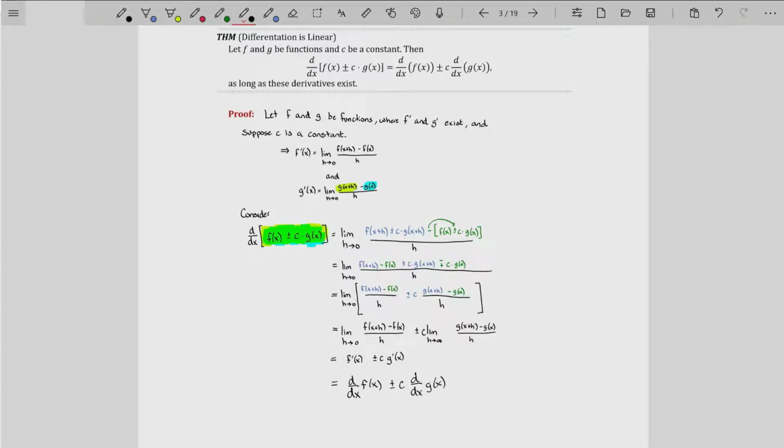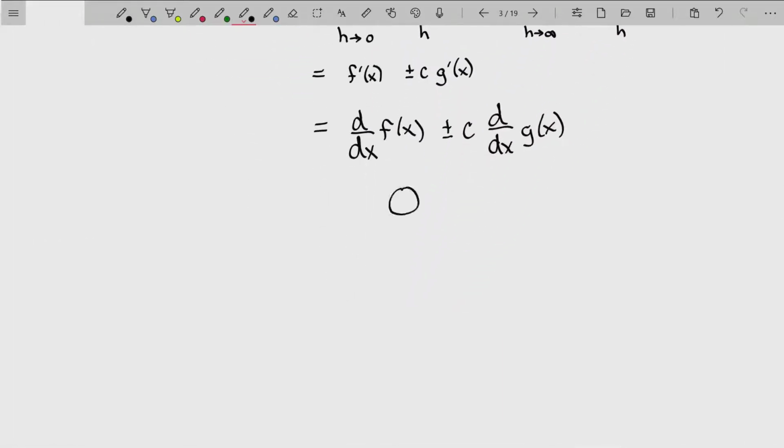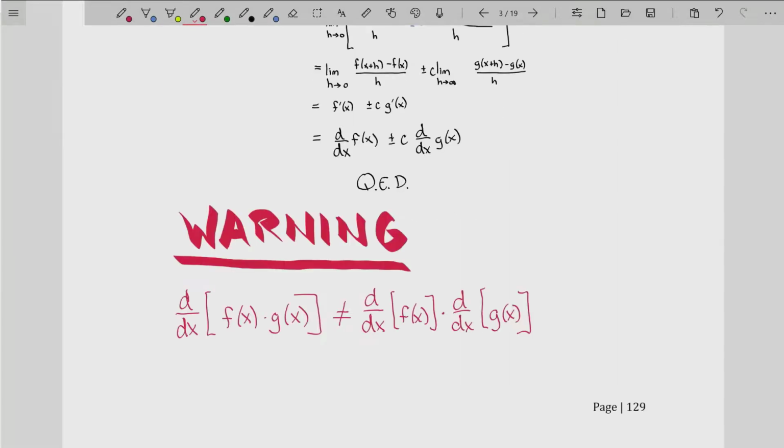So this says that whenever you have a derivative of a combination of functions like that, where it's a sum or a difference of functions, you're allowed to pull that apart into two different derivatives. Note here, I did not put multiplication or division between f and g. In fact, that's so important. So I'm going to write QED because we're done with this proof, but I'm going to write a big old warning here. The derivative of the product of functions is definitely not the product of their derivatives.